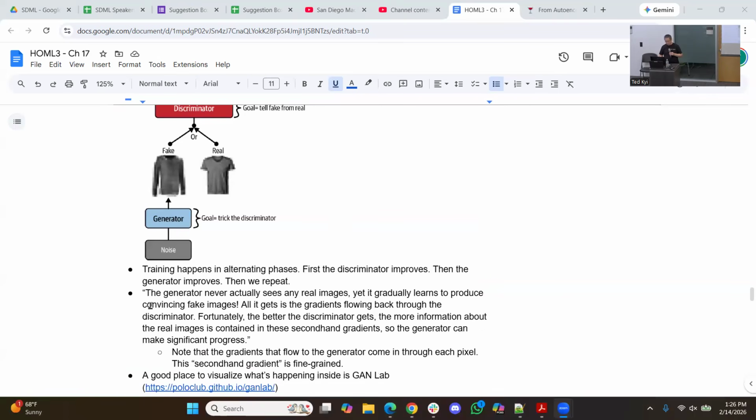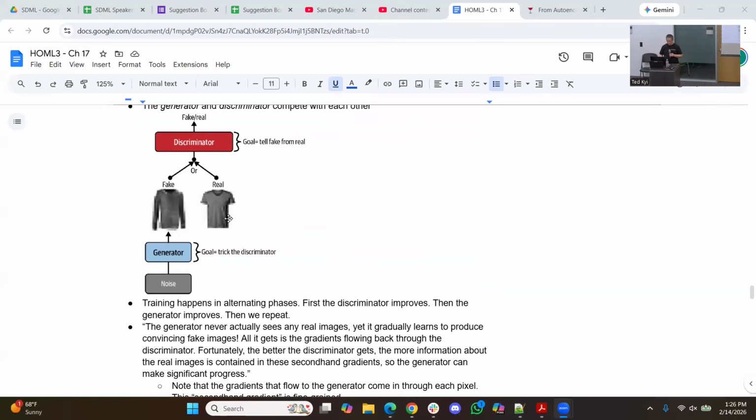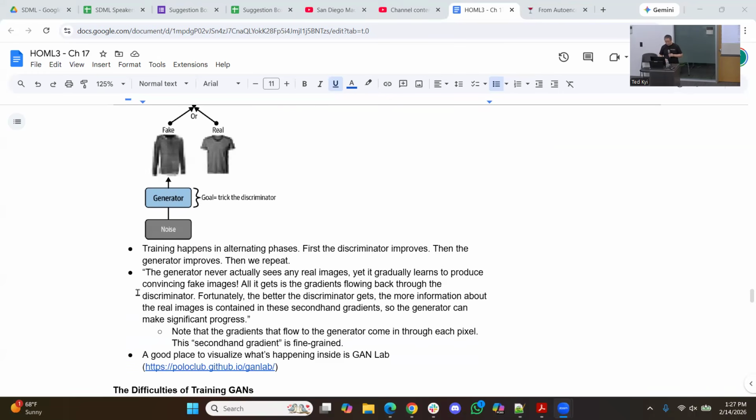There's a quote from the book, and I've seen this elsewhere. It took me a while before I realized this, but if you see the way this diagram flows, real images half of the time go into the discriminator, and the generator never actually sees a real image. Never, ever. The training alternates between making the discriminator a little bit smarter so it can tell the difference, and once it's really good at telling the difference, then training the generator and making it a little bit smarter. The quote is: the generator never actually sees any real images, yet it gradually learns to produce convincing fake images. All it gets is the gradients flowing back through the discriminator.